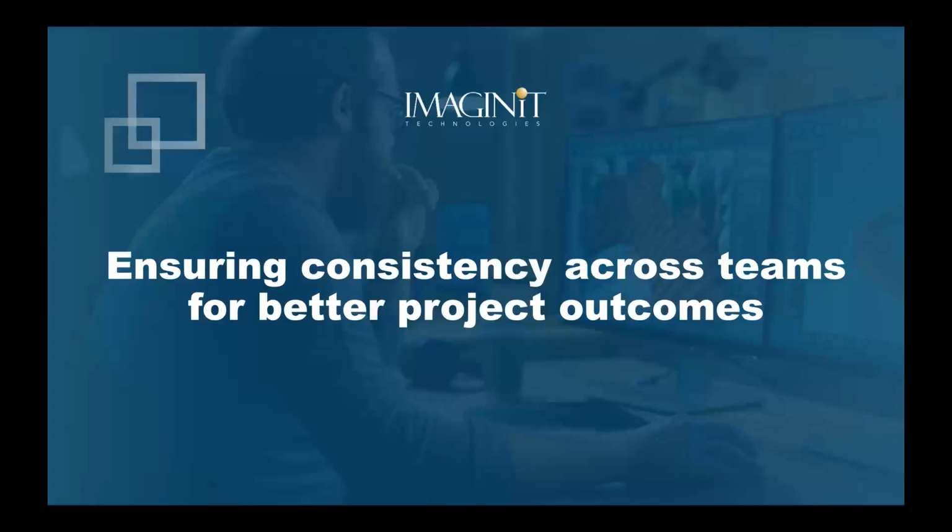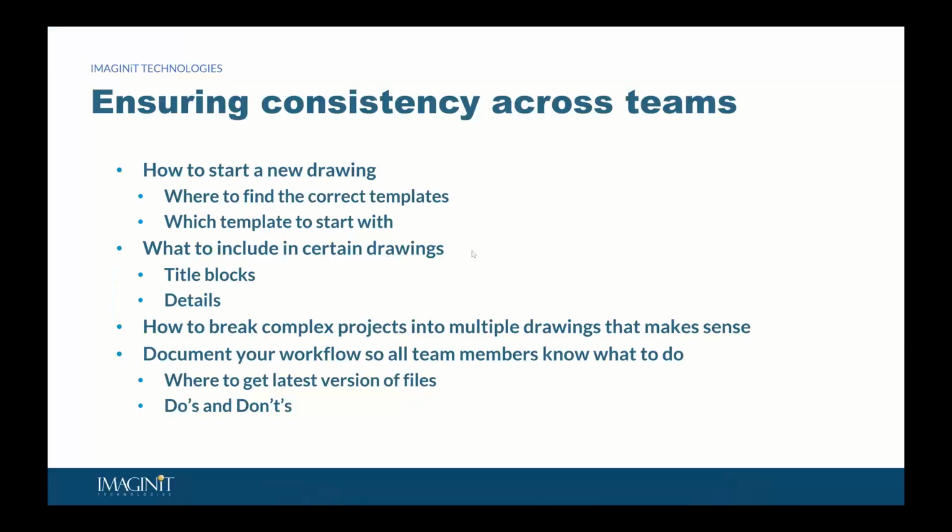So now that we've got our framework in place, i.e. we've got Civil 3D set up the way we want, we have palettes, or not palettes, we have a profile that's pointing to things, and we are all starting with the same common start. Now we can start looking at ensuring consistency across teams for better project outcomes. So this is where we start talking about how to start a new drawing, where to find the correct templates and which template to start with, what to include in certain drawings, like title blocks and details.